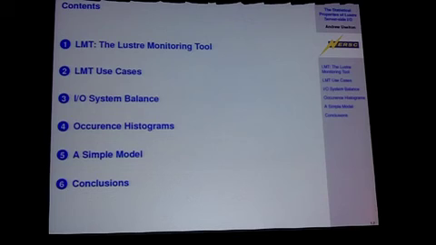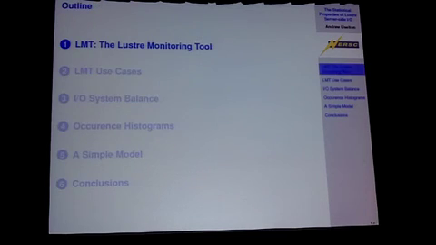Then I'm going to start talking a little bit about the statistical properties of the data that we're collecting, and occurrence histograms is just the main tool that I use in that. And then I'm finally going to try to present to you a simple model of what's going on in your system and how that simple model then relates what your workload is to the observations you get from LMT.